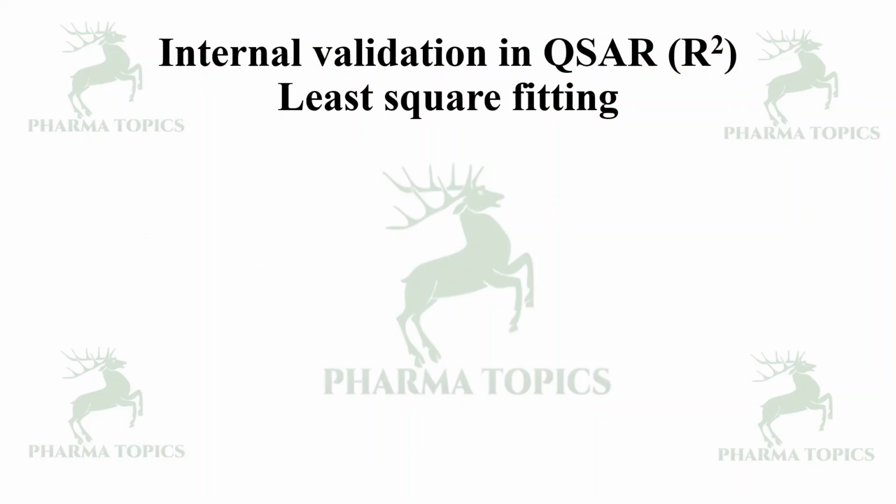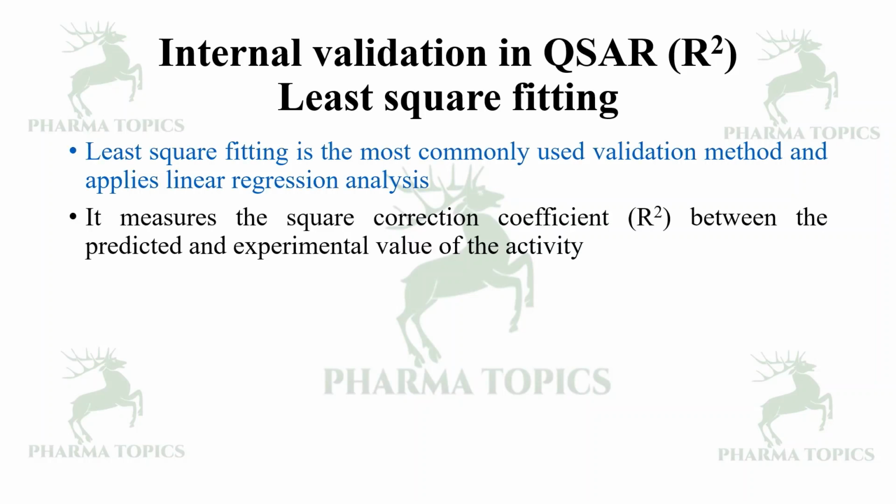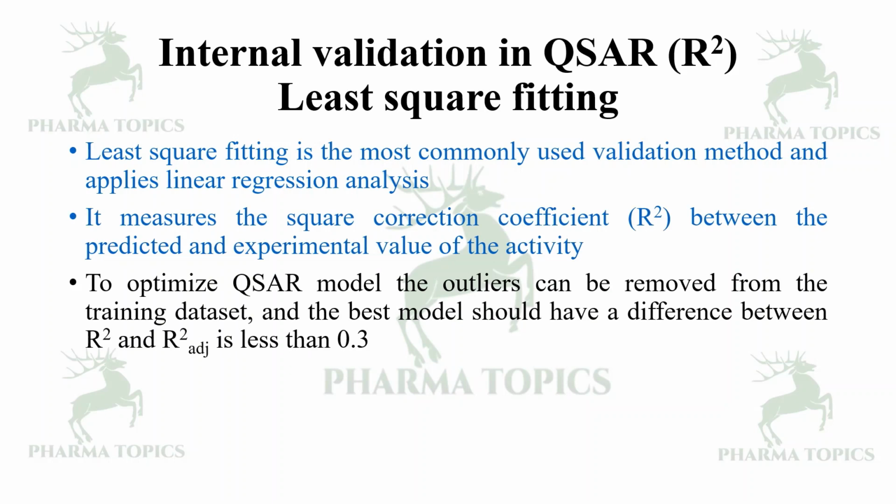The first one is least square fitting, that is called R square. Least square fitting is the most commonly used validation method and applies linear regression analysis. It measures the squared correlation coefficient, that is R square, between the predicted and the experimental value of the activity. To optimize the QSAR model, the outliers can be removed from the training data set, and the best model should have a difference of R square minus R square adjusted of less than 0.3.